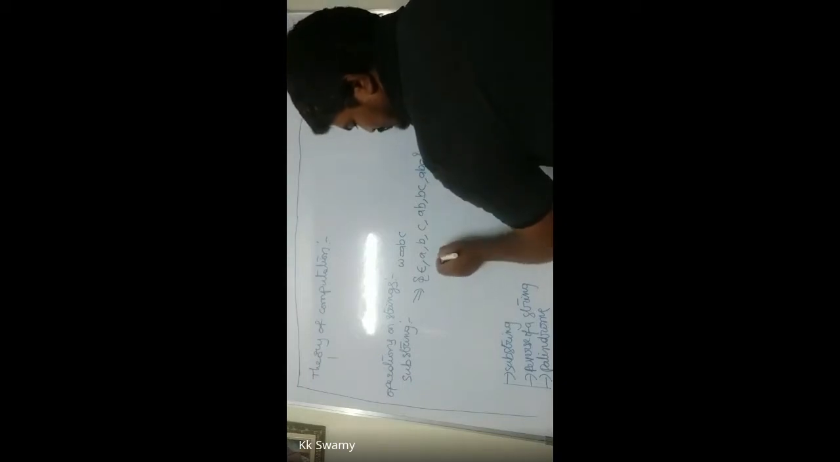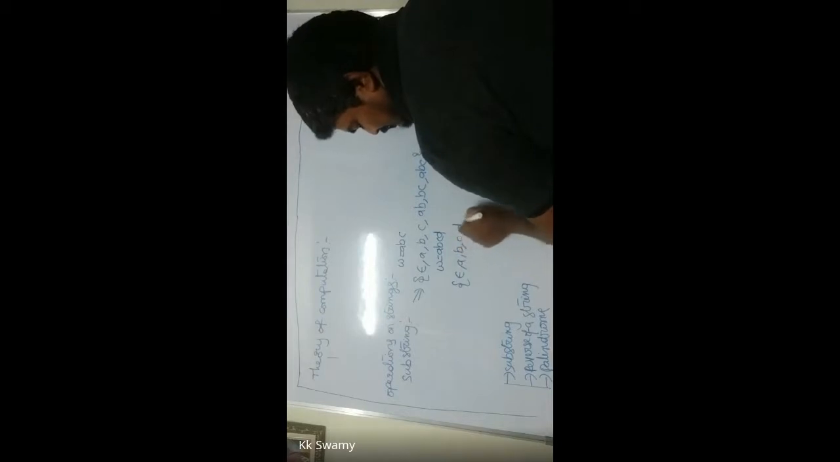Suppose W equals ABCD. What are the substrings of the string here? Epsilon, A, B, C, D, AB, BC, CD, ABC, BCD, ABCD. Generally we write the substrings of a string like this.